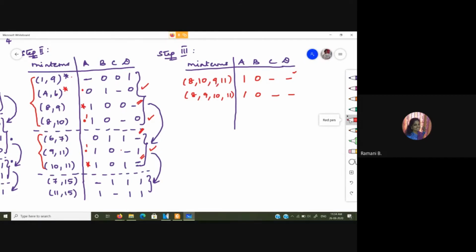So I move ahead with the next one, and there I find that A, B and D are having the same things, 1, 0, and D is having dash. This C alone is changing value as 0 and 1. So I write this as 1, 0, dash, 0. Okay? So with that, our first group is over.